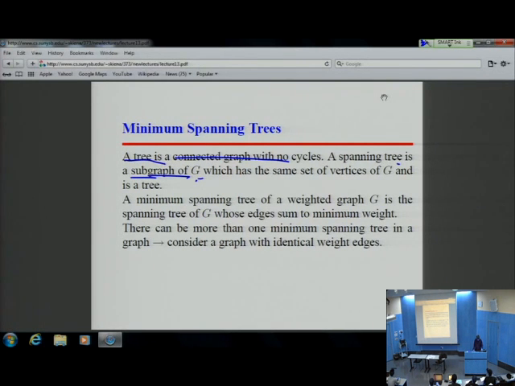So what does this mean? Let's say we have a graph like this.